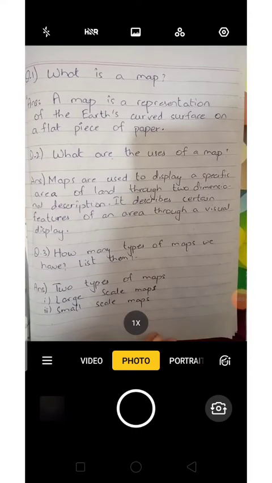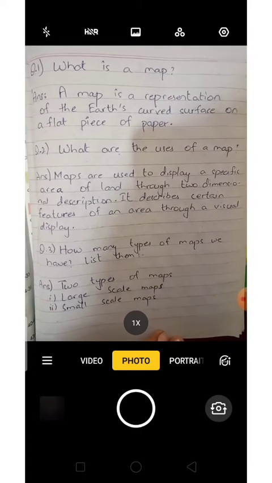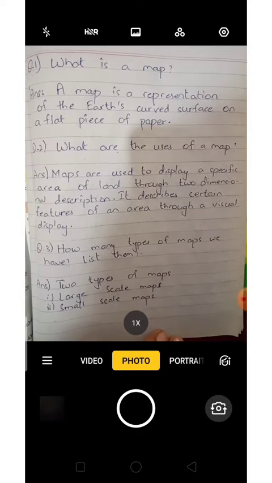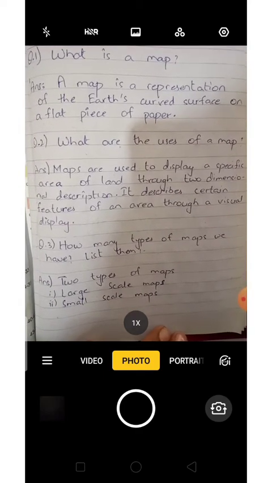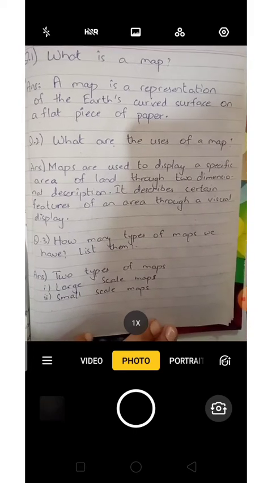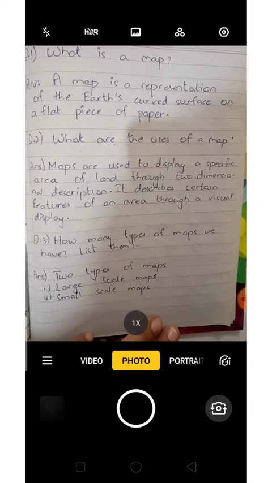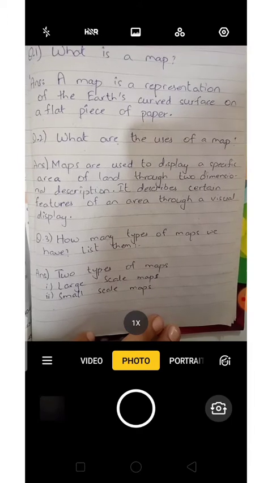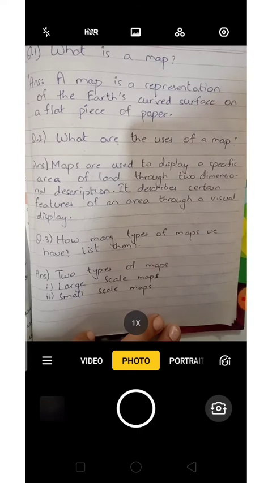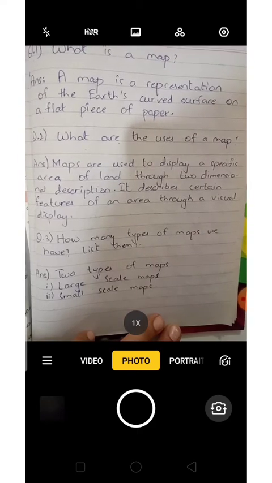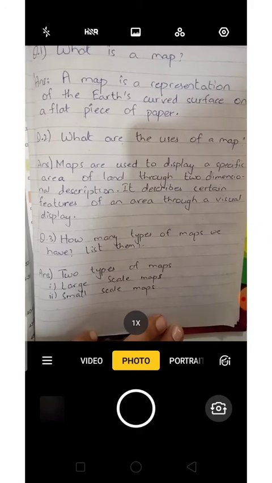I can start with question number 1, that is, what is a map? A map is a representation of the earth's curved surface on a flat piece of paper. Then we have, what are the uses of a map? Maps are usually used to display a specific area of land through a two-dimensional description. It describes certain features of an area through a visual display. The third one is, how many types of map do we have? List them. We have only two types of map: large scale and small scale maps.